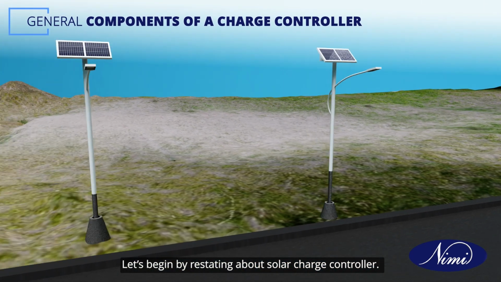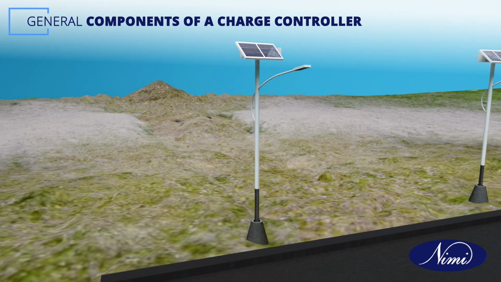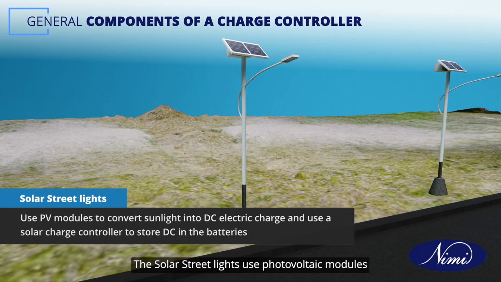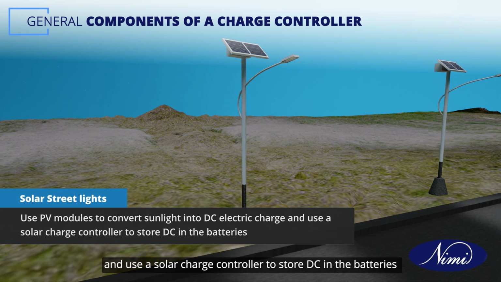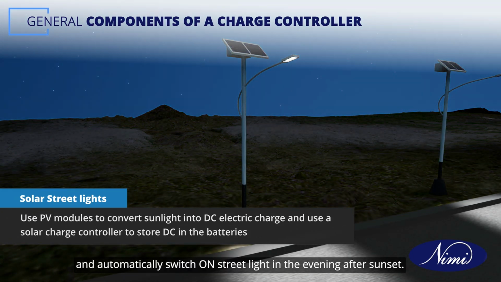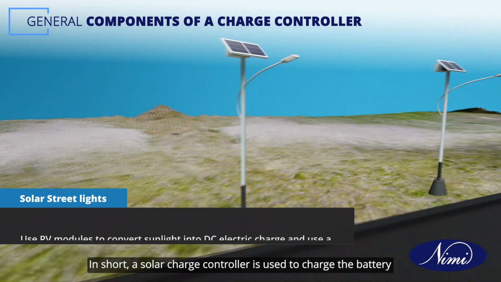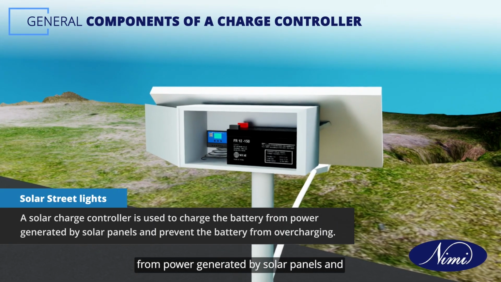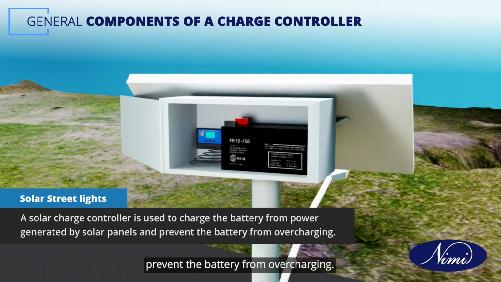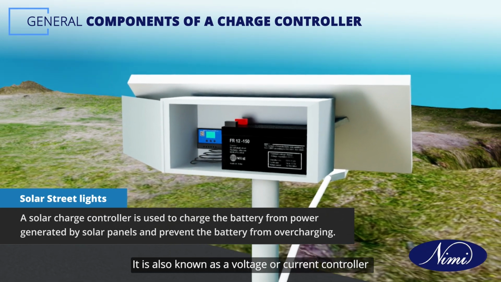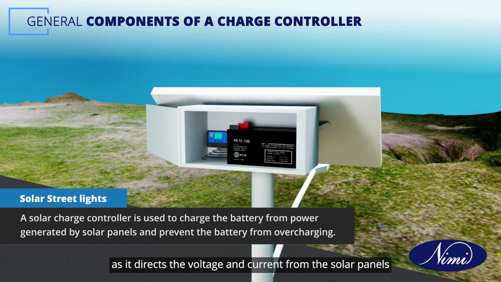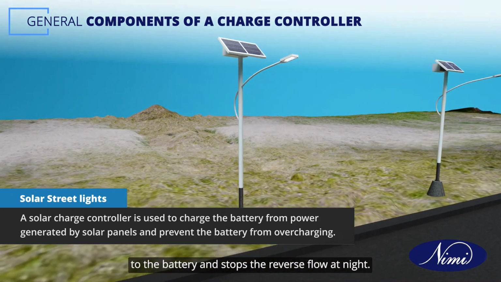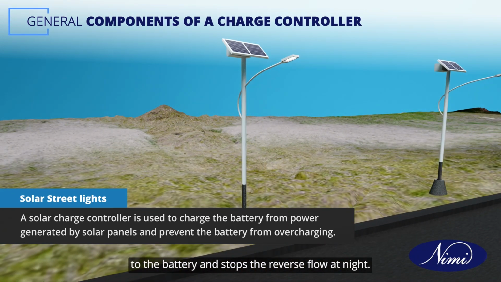Let's begin by restating about solar charge controller. The solar street lights use photovoltaic modules to convert sunlight into DC electric charge and use a solar charge controller to store DC in the batteries and automatically switch on street light in the evening after sunset. In short, a solar charge controller is used to charge the battery from power generated by solar panels and prevent the battery from overcharging. It is also known as a voltage or current controller as it directs the voltage and current from the solar panels to the battery and stops the reverse flow at night.